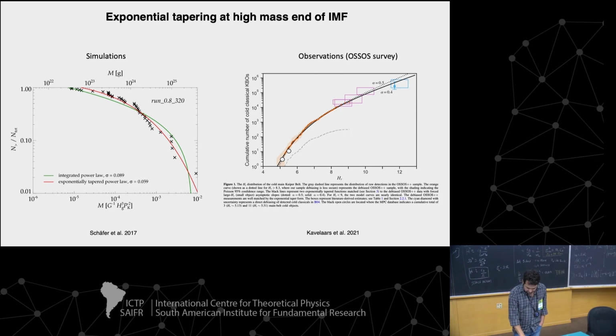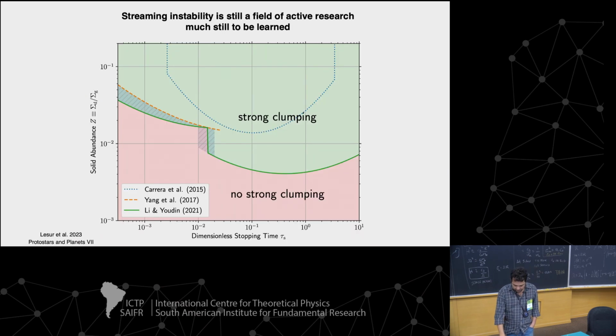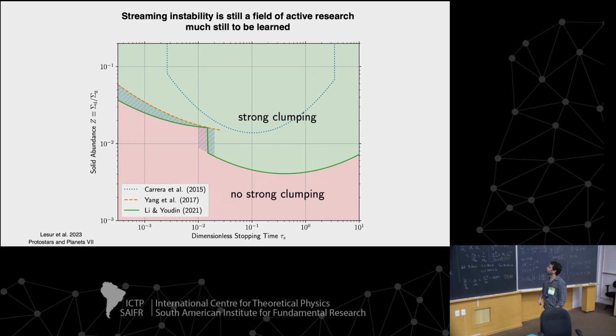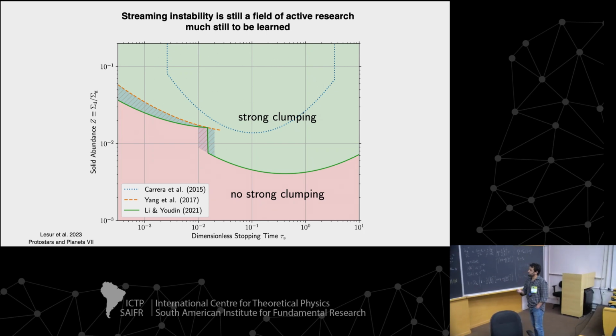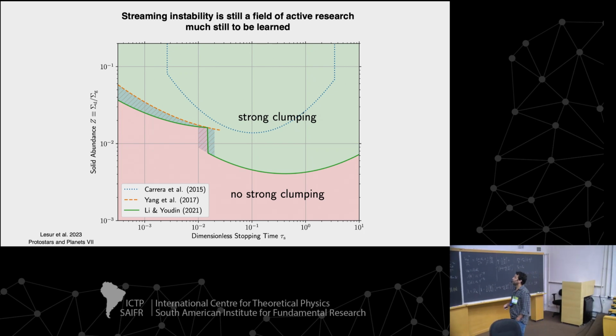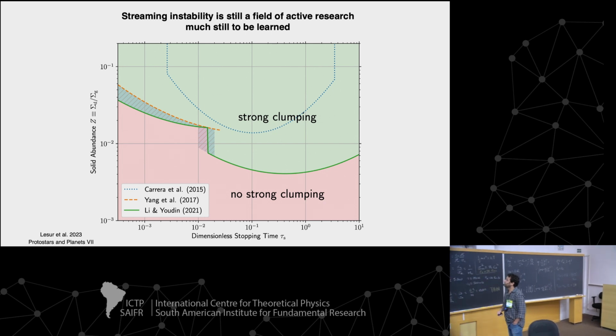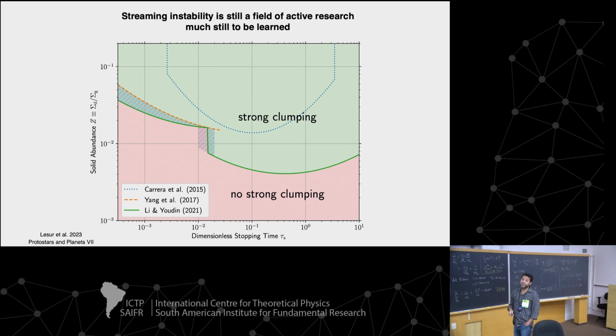Right, so the streaming instability seems to solve a lot of our problems. First, it's a mechanism that is seen in the simulations to work. It reproduces some of the features that are seen in the solar system. But there is still a lot that we need to understand. There are still some problems. This is one of the things that the field is working on at the moment, to make it work for different metallicities.